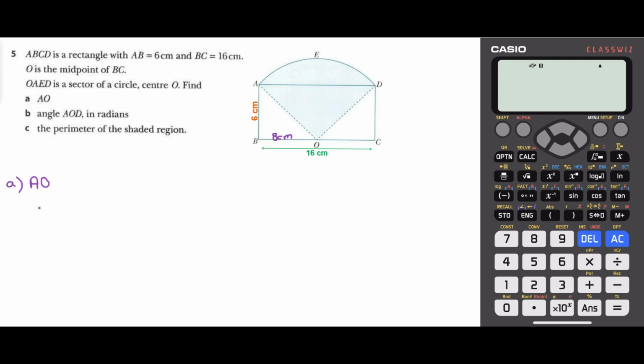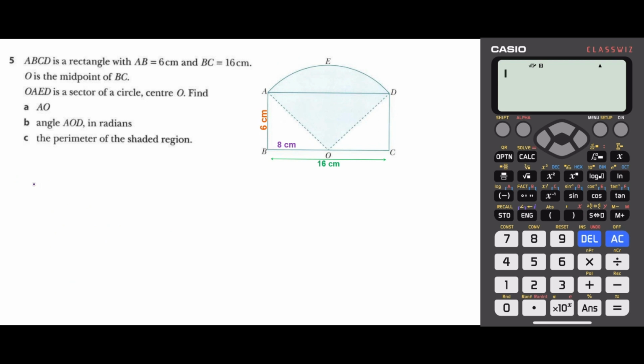To find AO, we will use the Pythagoras theorem, which is a squared plus b squared equals c squared. We will replace the variables with our values, and it will be 6 squared plus 8 squared equals AO squared, since AO is the hypotenuse. To calculate the answer, we will isolate AO to one side of the equation, and take the square root of the other side. Use your calculator to get the answer. The final answer is AO equals 10 centimeters.